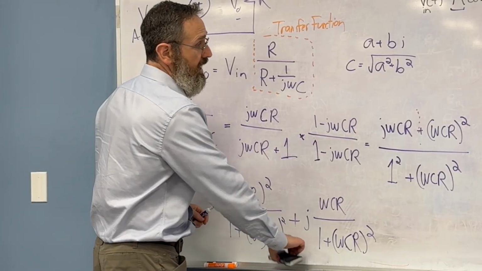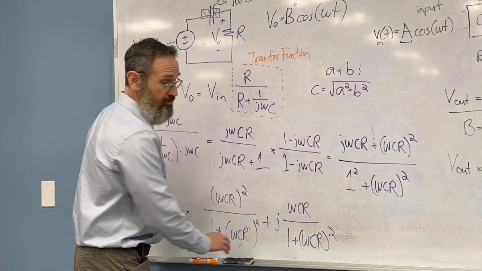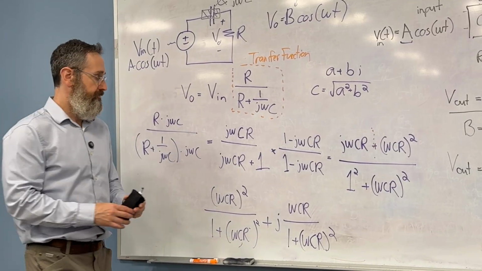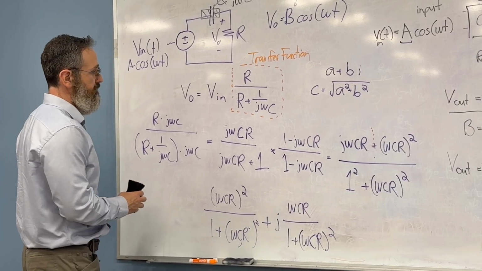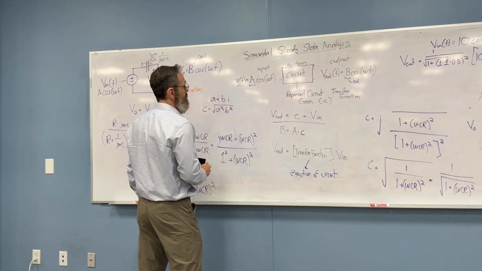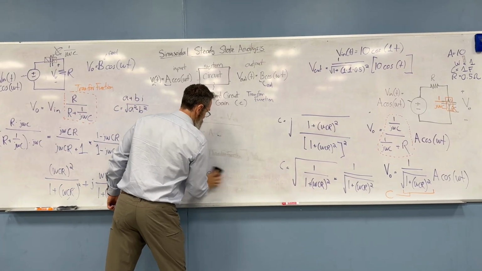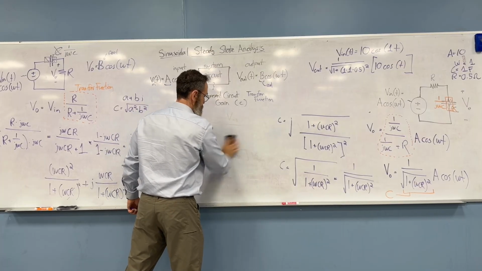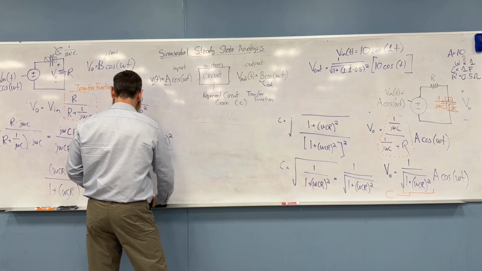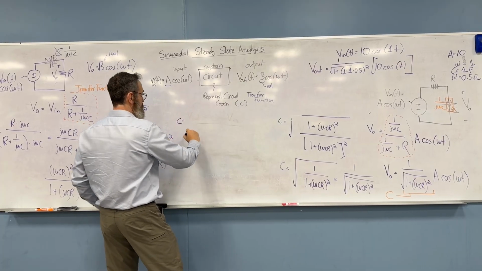And once we do that, things will actually start to get simpler. So let's do that. All right. So I'm going to have C is equal to a big square root.